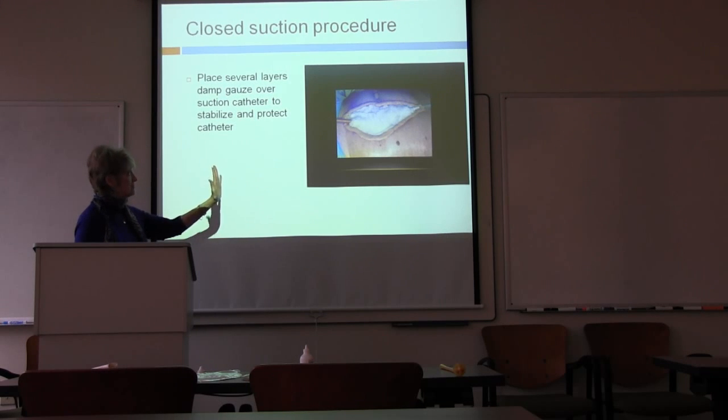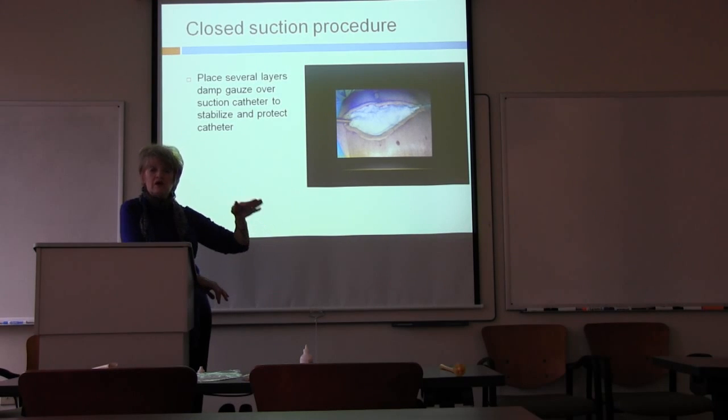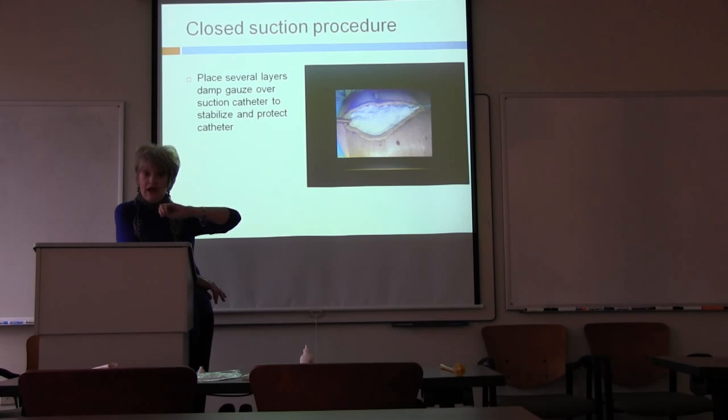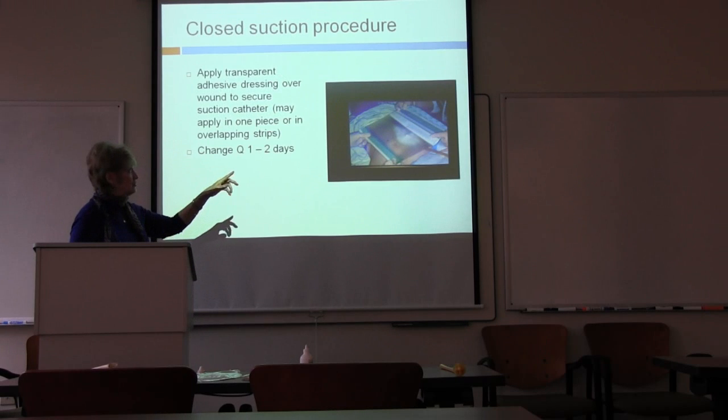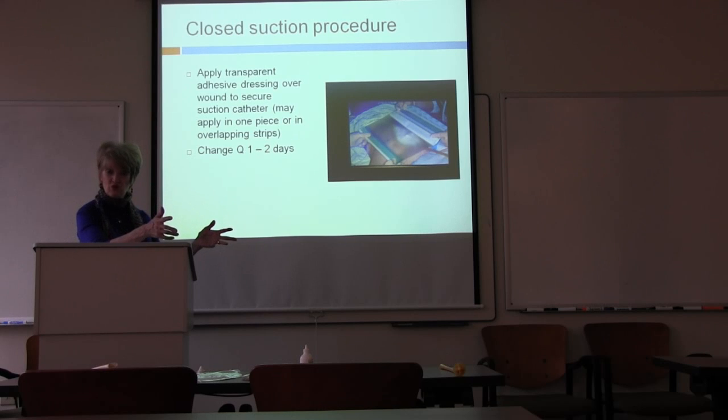Now you take several layers of damp gauze and put them on top of the catheter to stabilize it. It also assures that when you add your transparent adhesive drape, that drape doesn't cover up the suction holes on the catheter and stop the suction effect. So you put down gauze to protect, place your catheters, gauze to stabilize, and then you place transparent adhesive drape over the entire thing. If you have someone to help you, you can work together and put it down as one piece. If you're doing it by yourself, which we frequently are, you can apply it in strips.